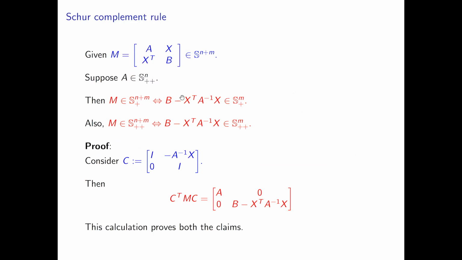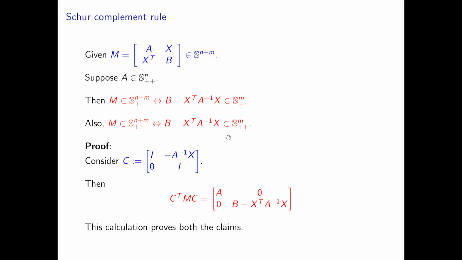So A has an inverse because it's assumed to be positive definite. So B is m by m, X transpose is m by n, A inverse is n by n, and X is n by m. So this is an m by m matrix, which is of course symmetric, and the statement is that M is positive semi-definite if and only if this part is positive semi-definite. Similarly, M is positive definite if and only if this is positive definite.